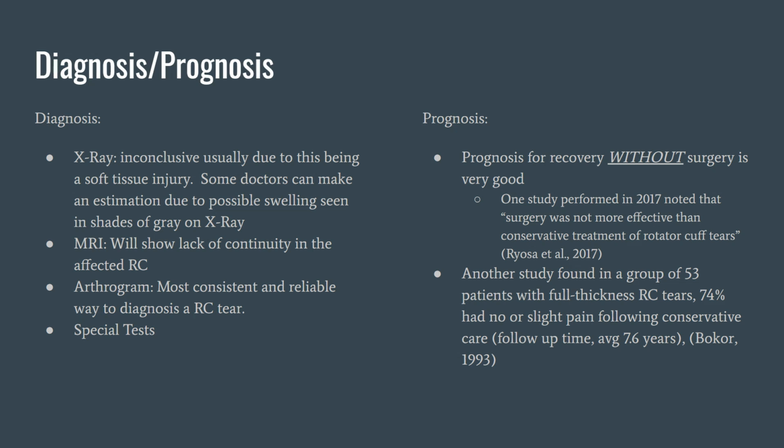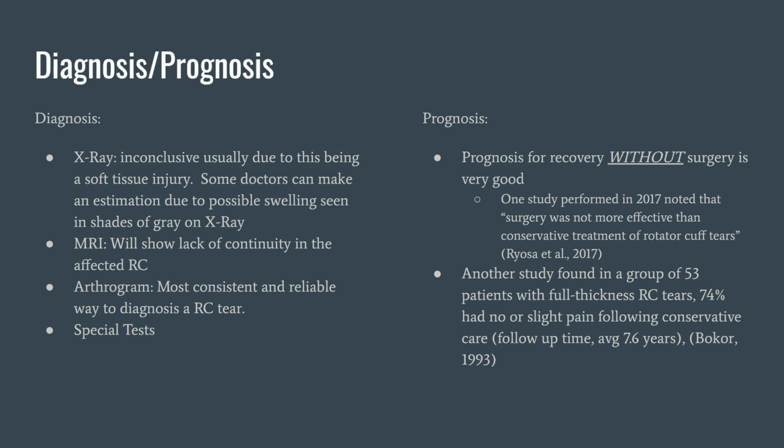Physical therapists are going to be able to use special tests along with your history, along with the mechanism of injury, to give that diagnosis of a possible tear. So prognosis, right? We think of a tear, we think, oh, it's got to be repaired. Well, not always. Prognosis for recovery without surgery is very good. One study done in 2017 noted that surgery was not more effective than conservative treatment of rotator cuff tears.